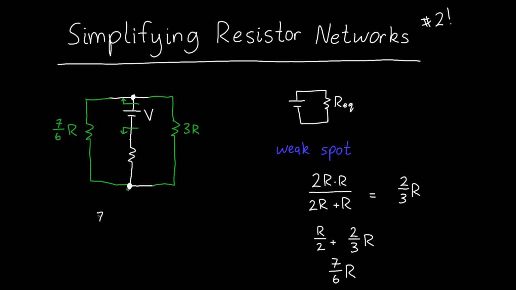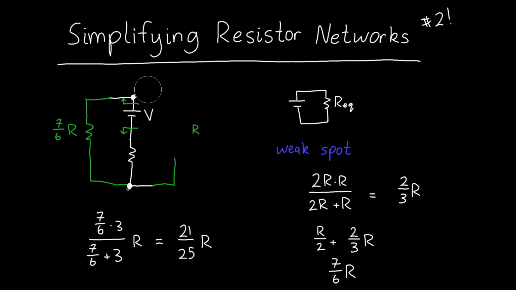So even though they're on opposite sides of the circuit, we can still combine them in parallel. We can use the formula, so 7/6 times 3 over 7/6 plus 3, and the end result is going to be R because they're in parallel. At this point, we call in our calculator or Mathematica cavalry, and we find that the answer is 21 over 25ths R. So we can delete this one on the right, and this one, our new value, is 21 over 25 times R.